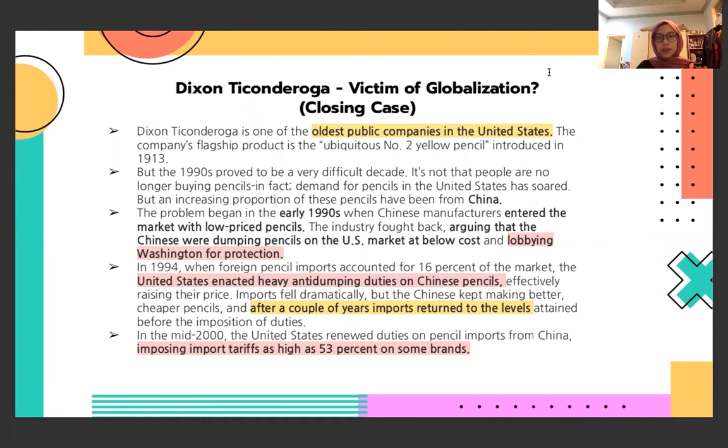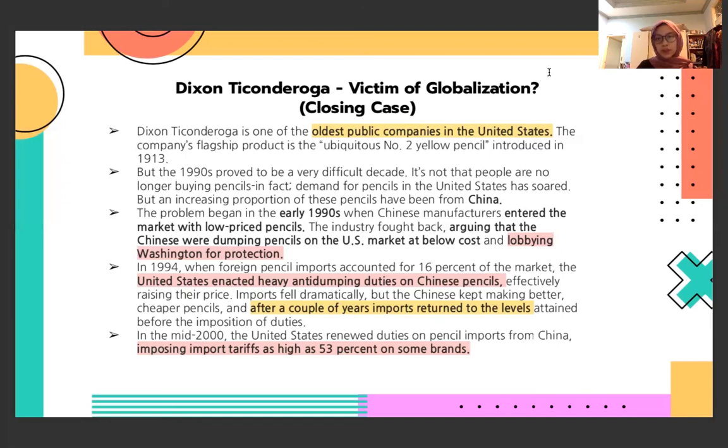The problem began in the early 90s when Chinese manufacturers entered the market with low-priced pencils. The industry tried to fight back, arguing that the Chinese were dumping pencils on the US market at below cost and lobbying Washington for protection. In 1994, when foreign pencil imports accounted for 16% of the market, the US enacted heavy anti-dumping duties on Chinese pencils, and it was effective in raising their price.